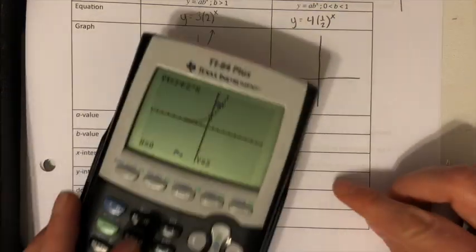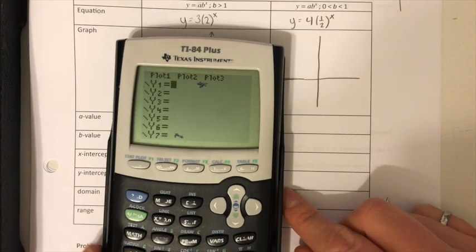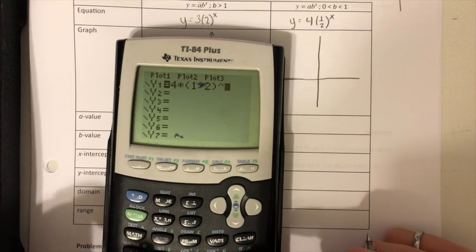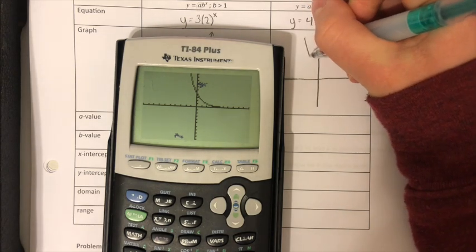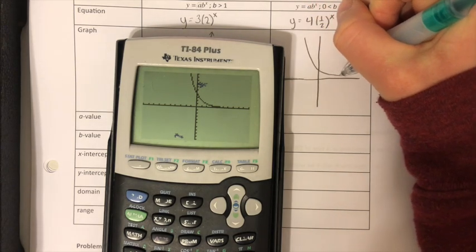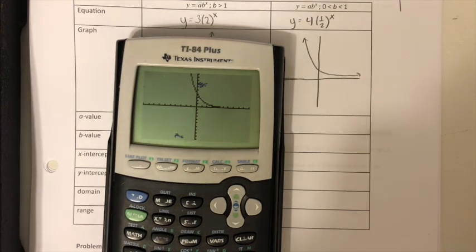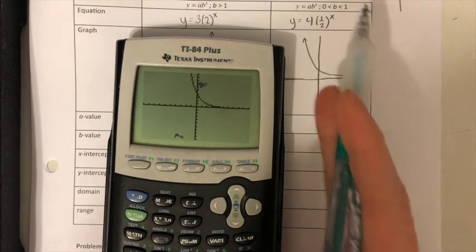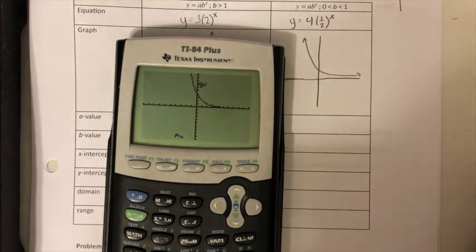Okay, so again, we're going to graph this. So clear that one. We're going to go 4 times 1/2 to the x and graph it. And so there's my function. So it looks kind of like that. Okay, so a decay function, instead of growing as we go to the right, which is how we would read a graph, left to right, it's shrinking, it's decaying, there's less of it.